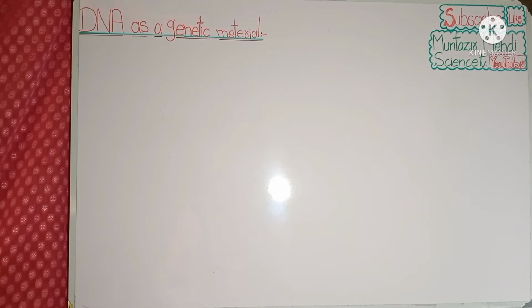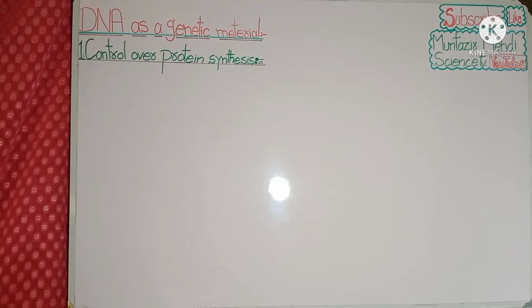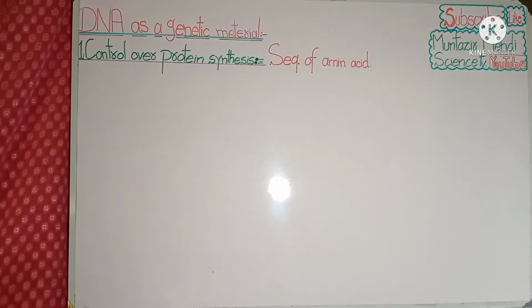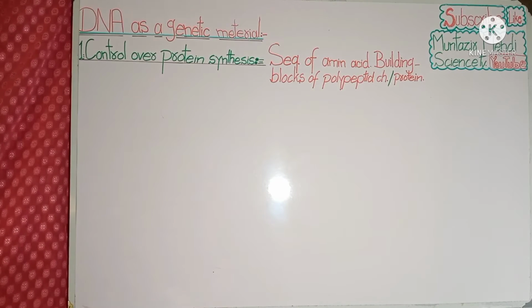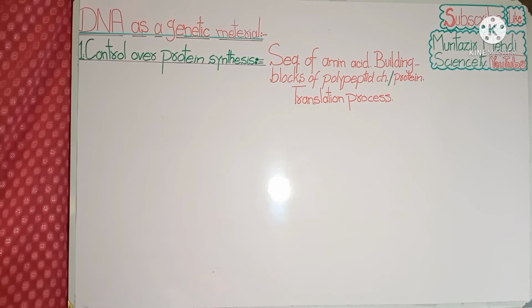For this purpose, the first characteristic is control over protein synthesis. The first point is that the genetic material must be able to code for the sequence of amino acids in proteins. As we know, amino acids are the building blocks of a polypeptide chain or protein. So the genetic material must supervise the translation process.